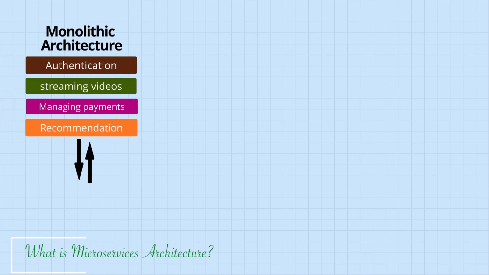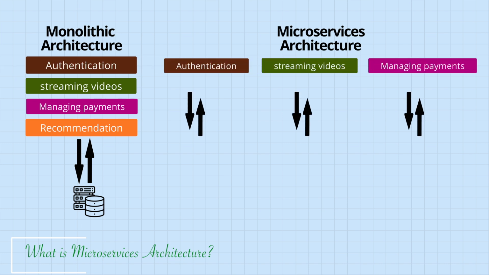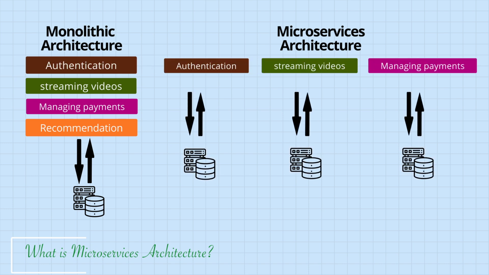Picture this: instead of building one enormous application where everything is interconnected and dependent on each other, microservices architecture breaks it down into smaller, modular services. Each of these microservices is responsible for a specific task, whether it's handling user authentication, streaming videos, managing payments, or recommending content, and all of these services work independently.